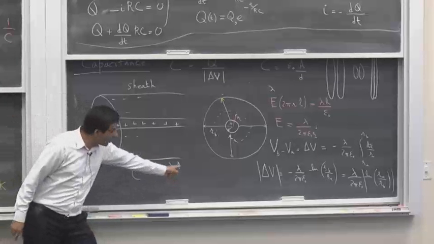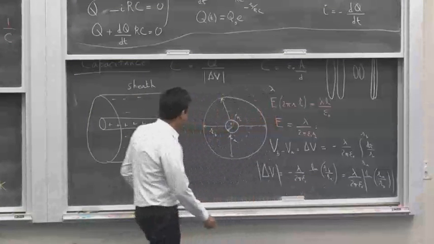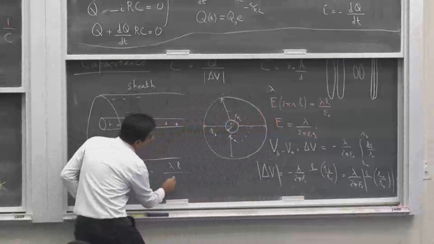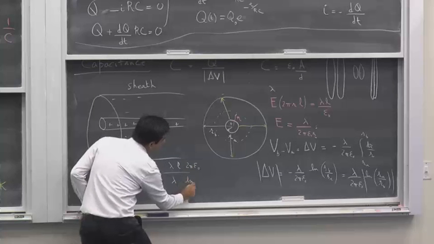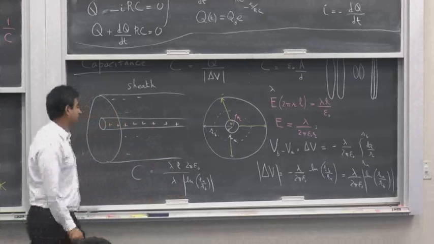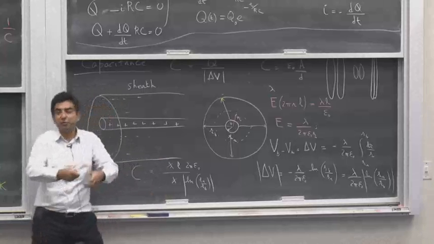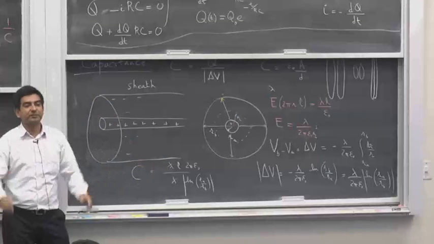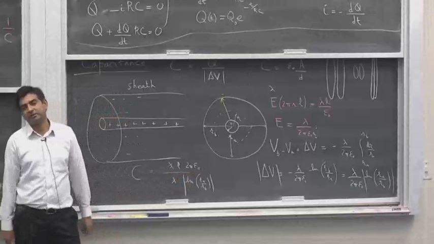So this is the charge divided by this potential difference, which gives you lambda over 2 pi epsilon naught natural log of RA over RB, magnitude. This lambda goes away. You can find out the capacitance per unit length of this coaxial cable. That's 2 pi epsilon naught divided by this logarithmic factor.